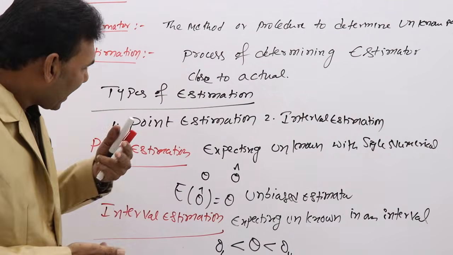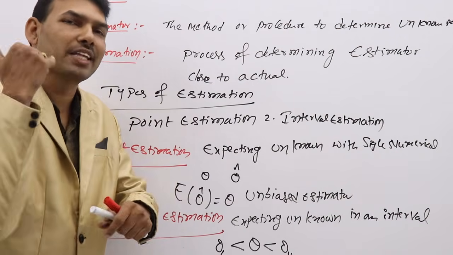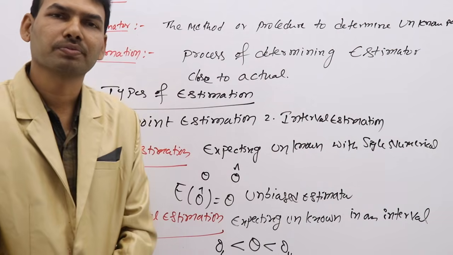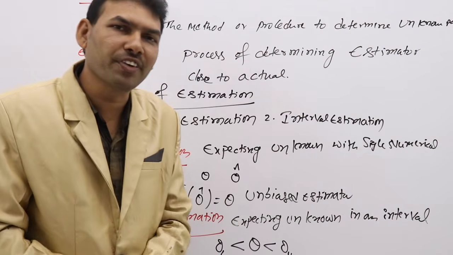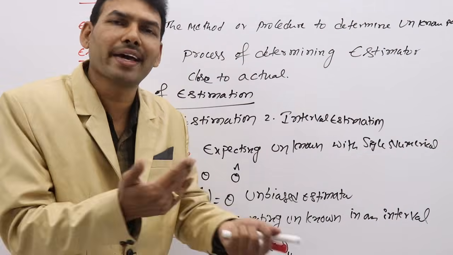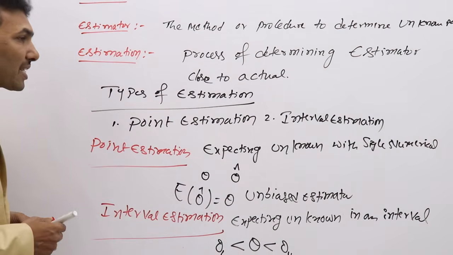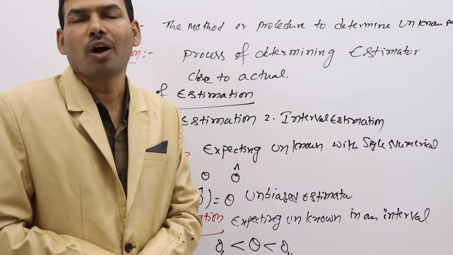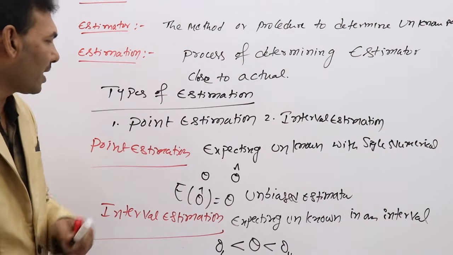Whenever our estimation is not coinciding with actual, there we say that some error is there. For example, I expect 50, if I got 51, what is the error? 1. That error is called maximum error. E max we call that one. How to calculate that maximum error? How to calculate these estimators?